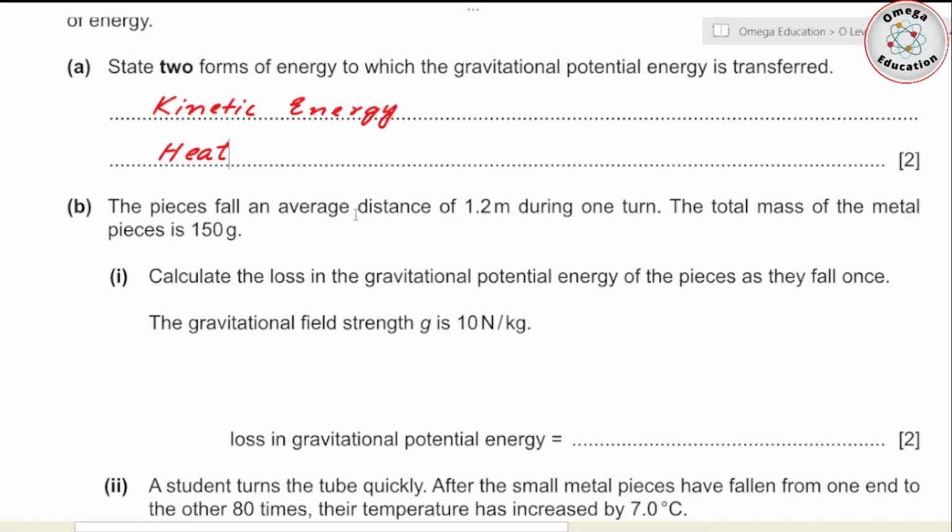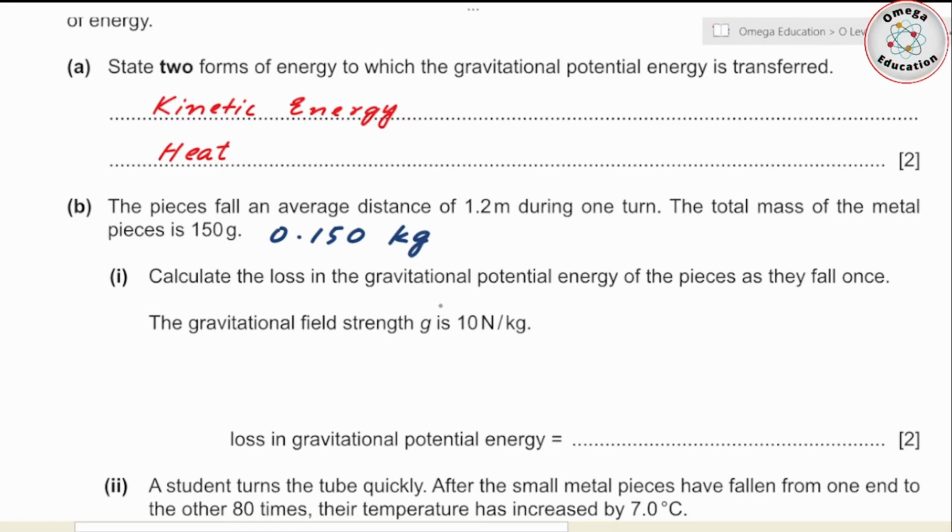The pieces fall an average distance of 1.2 meters during one turn. The total mass of the metal pieces is 150 grams. All right. So first of all, I'm going to convert 150 grams into kilograms, because kilograms is the standard unit of mass. And if you're calculating the energy, then in order for your energy to be in joules, your mass should be in kilograms in the first place. So it would be 0.150 kilograms. All right, we can convert it into kilograms.